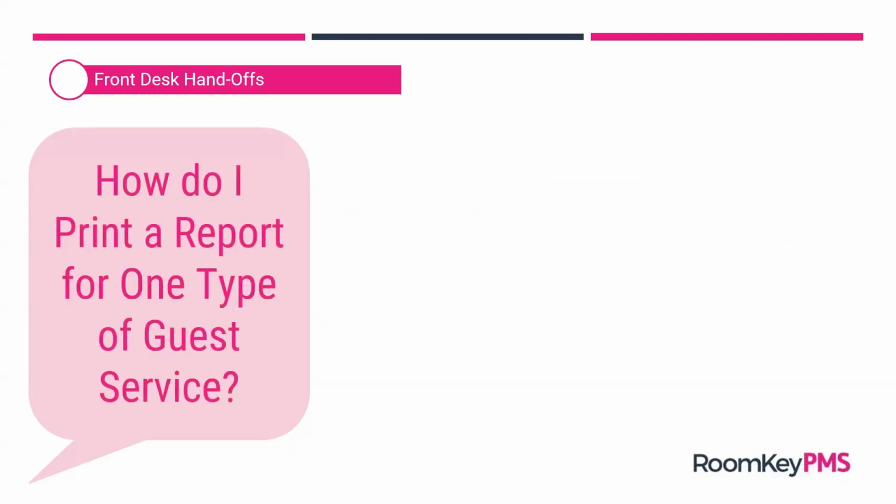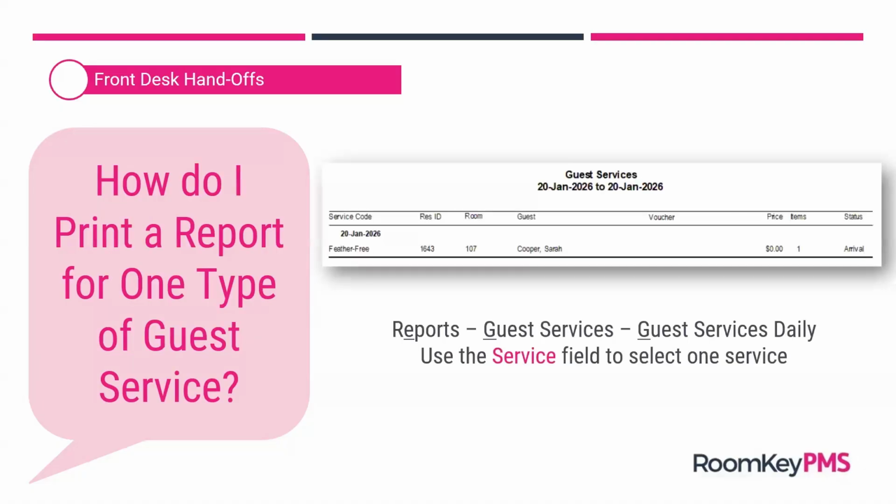A variation of this report is the ability to print this report for just one type of guest service. So instead of seeing all of the guest services on one day, if you just want to see the guests who are requesting maybe feather-free bedding, here I've got a guest that arrived yesterday and they have a feather allergy, so they needed feather-free bedding. I use the same report found in the guest services section called Guest Services Daily, but this time I used a feature on that report called the service field to specify this one specific service.